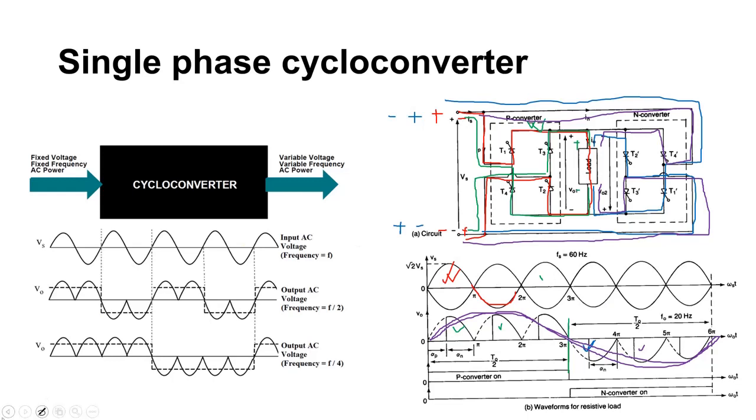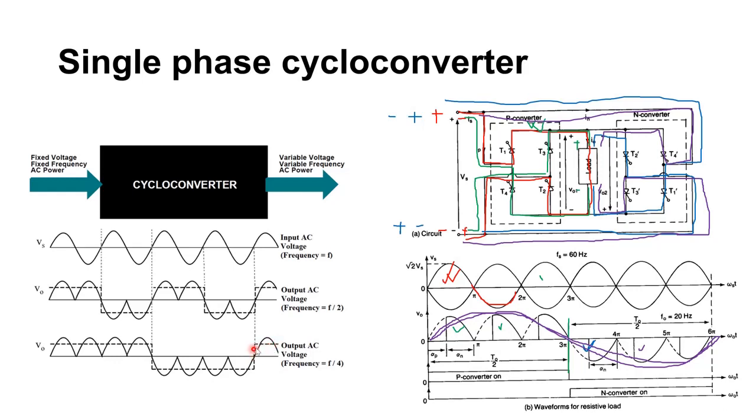So on the left hand side here it shows, if you need a frequency which is half of the input frequency, then you can turn this P converter on for 2 half cycles and then use the N converter for 2 half cycles like this. If you want to make the output frequency 1/4 of the input frequency, then you can correspondingly turn on the P converter for 4 half cycles and then turn on the N converter for 4 half cycles and repeat the operations, depending on the output frequency you need.